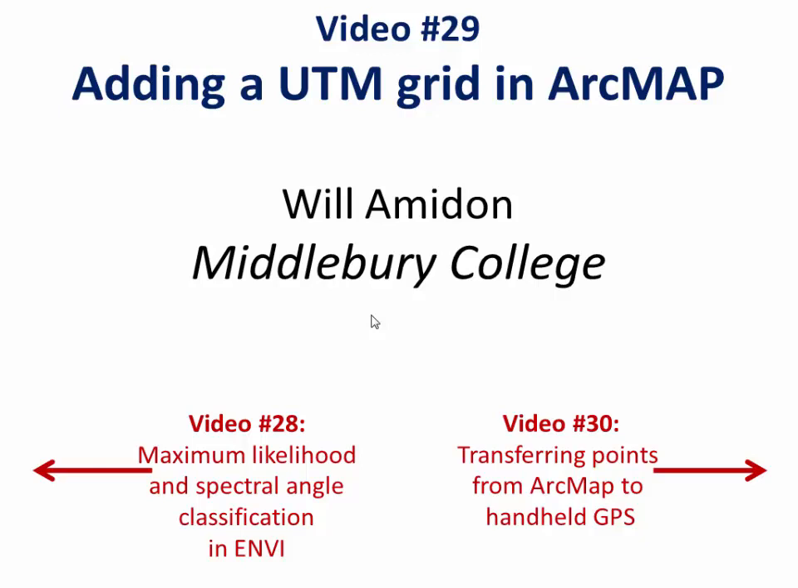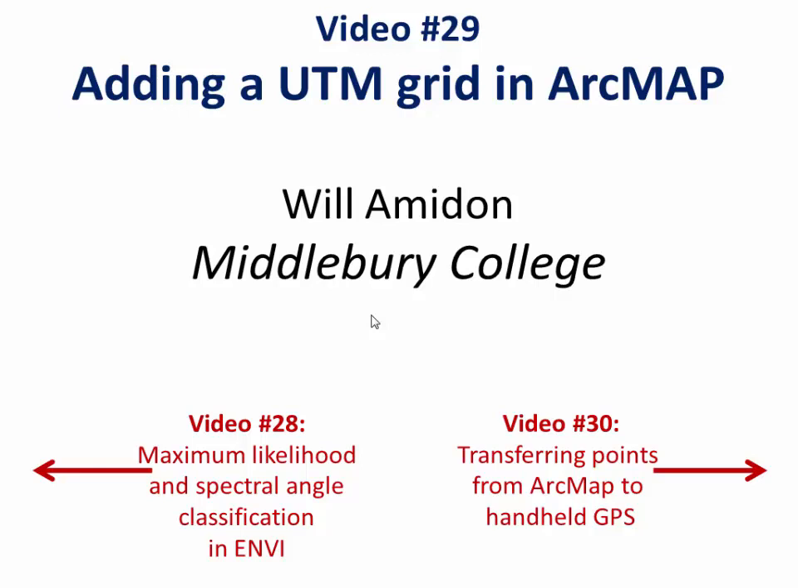Hey everybody, welcome to video 29, where I'm going to show you how to add a UTM grid into your ArcMap project and then export it as a PDF. So in previous videos, we've been working on classifying an image of Yellowstone National Park after the 1988 wildfires. We did this nice classification, we cleaned up our image a little bit, and now we may want to export that classified map with a UTM grid.